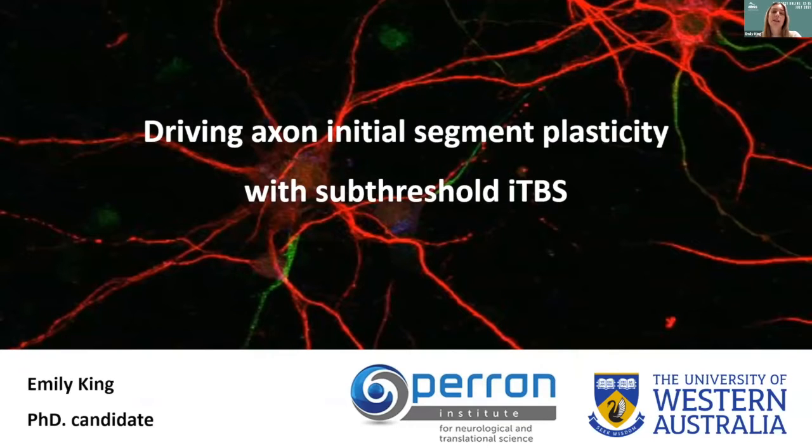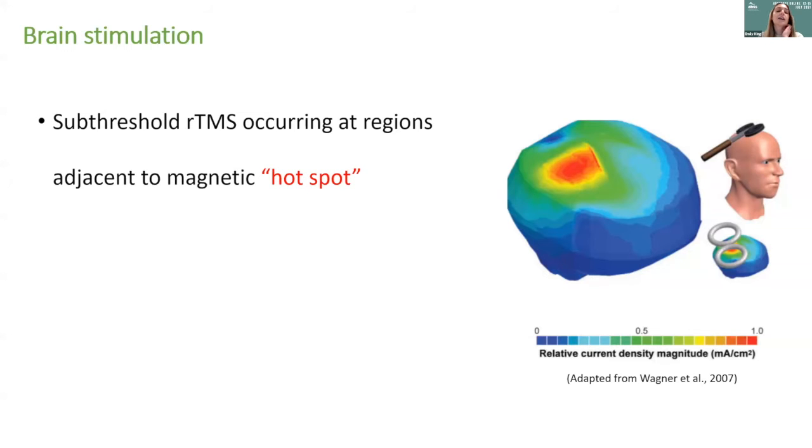My name is Emily, and today I'm excited to share with you some of the work that we've been doing here at UWA using rTMS. Typically, rTMS is delivered to the cortical region of interest at superthreshold intensities, so intensities capable of inducing action potential firing, MEPs if you're stimulating the motor cortex, things like that.